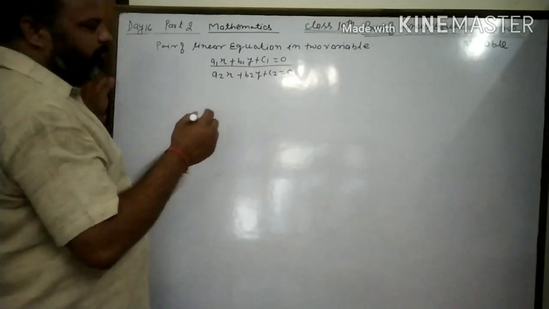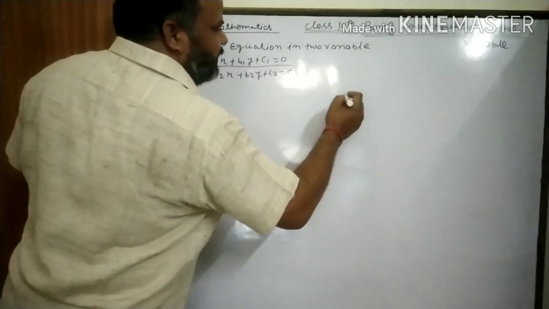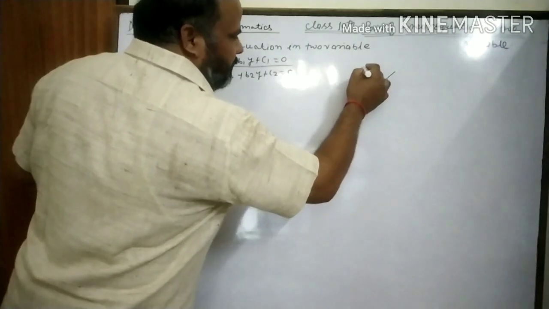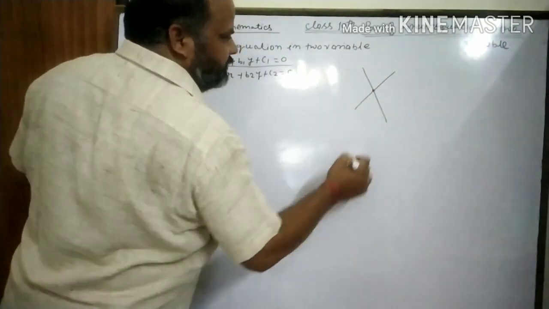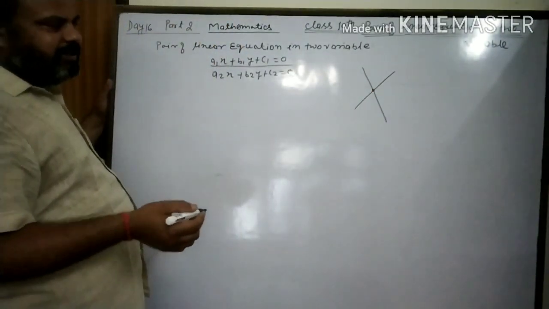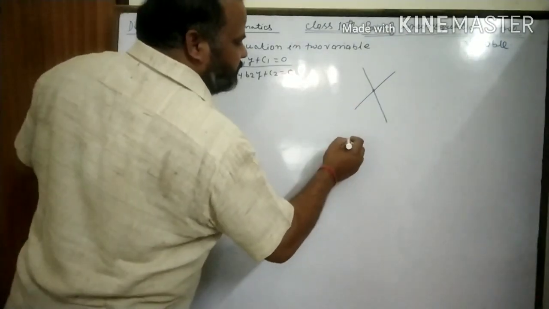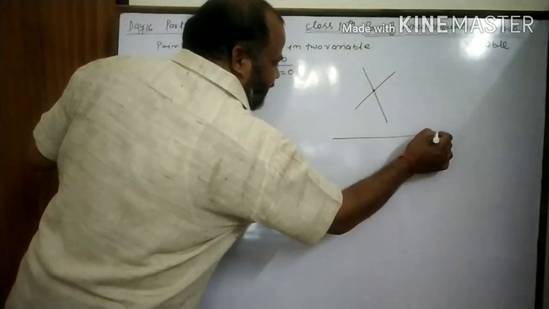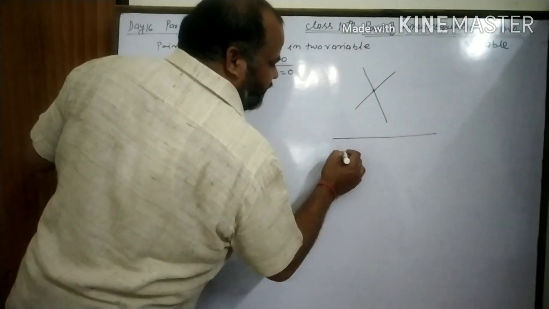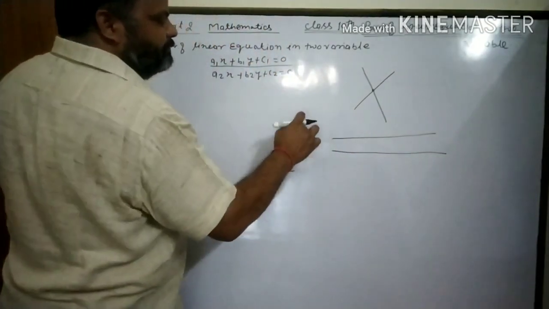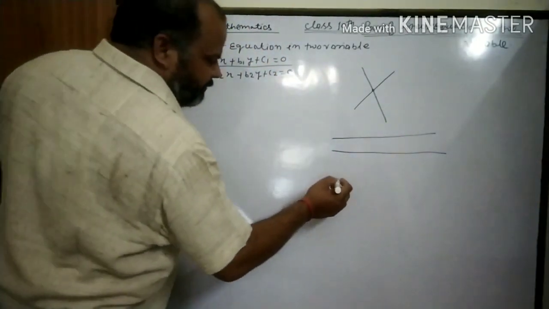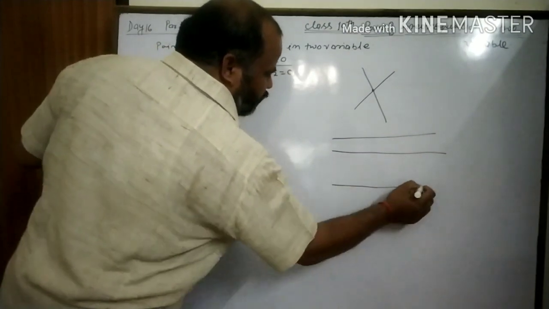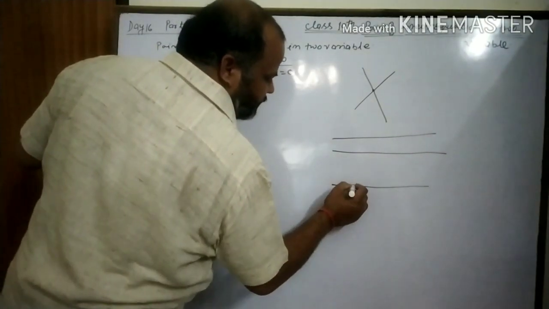Then you know that if we have two lines, then they intersect. It may be possible they intersect at a point, or it may be possible both lines do not intersect. It means they make parallel lines, or it may be possible they coincide with each other. Clear?